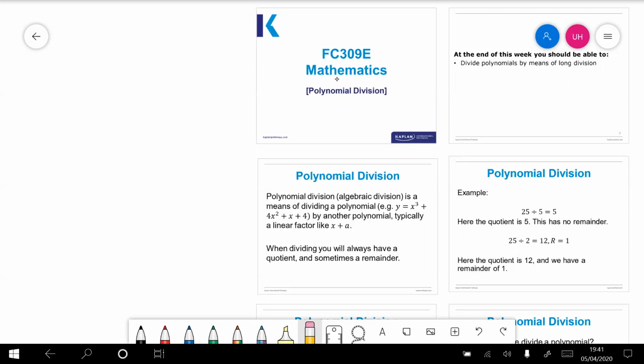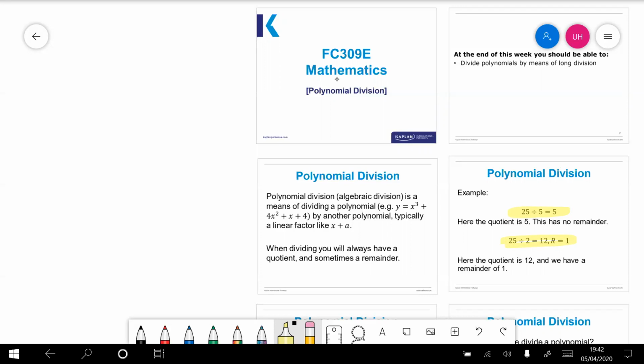So for an example, using the same idea, if we have 25 divided by 5 equals 5, the quotient here is 5, but there is no remainder, because 5 times 5 is 25. But if we use the other example, 25 divided by 2, then the answer is 12, and there's a remainder equal to 1. So we say the quotient is 12, and the remainder is 1.